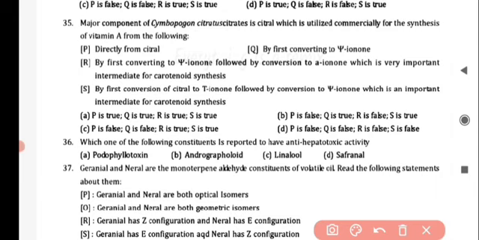And S is by first conversion of citral to T ionone followed by conversion to ionone, which is an important intermediate for carotenoid synthesis. Now the correct answer is option B, that is P is false, Q is true, R is true, and S is true.